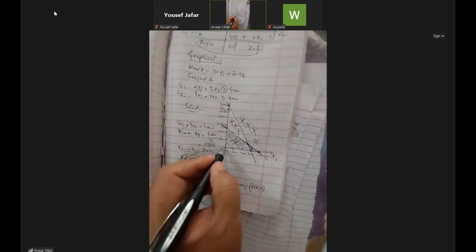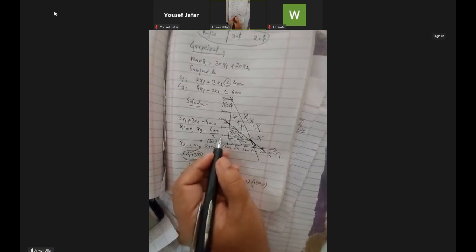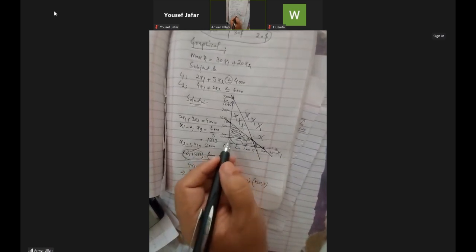So as there are only 2 constraints, you can have like 4 points. The first one is 0, 0. The second one is 0 and 1333. The third one is 1500 and 0. And the fourth one will be most probably somewhere like 1350 and 400.